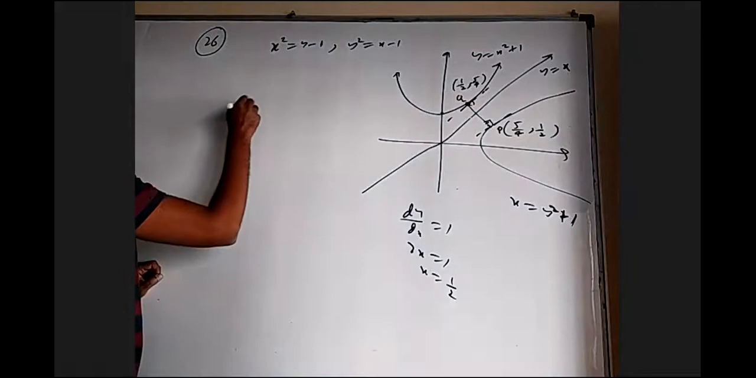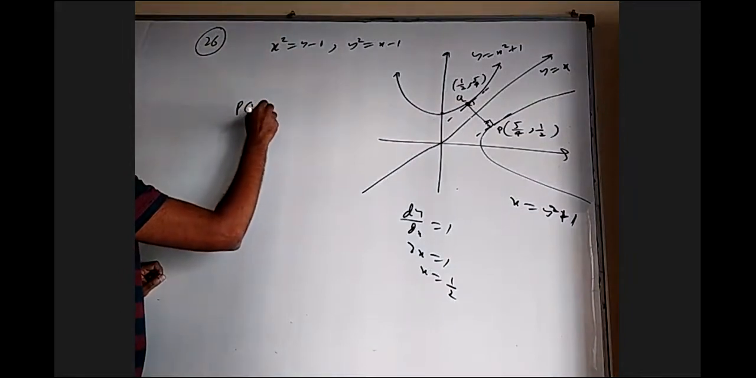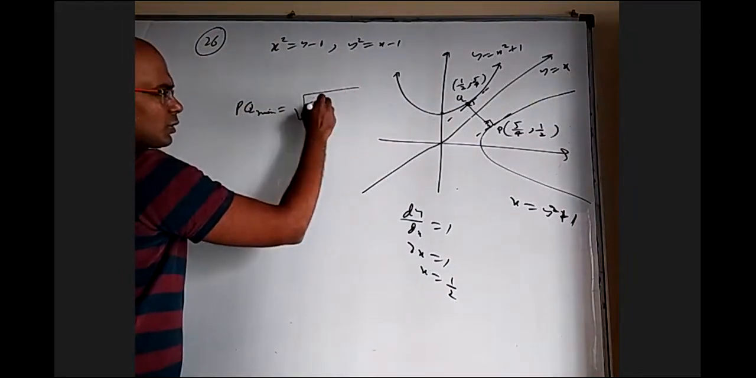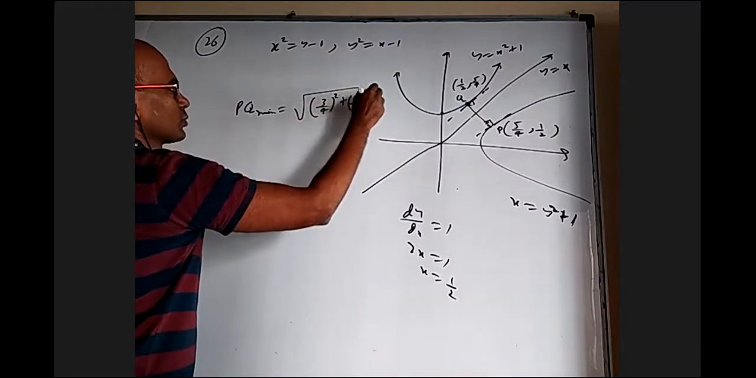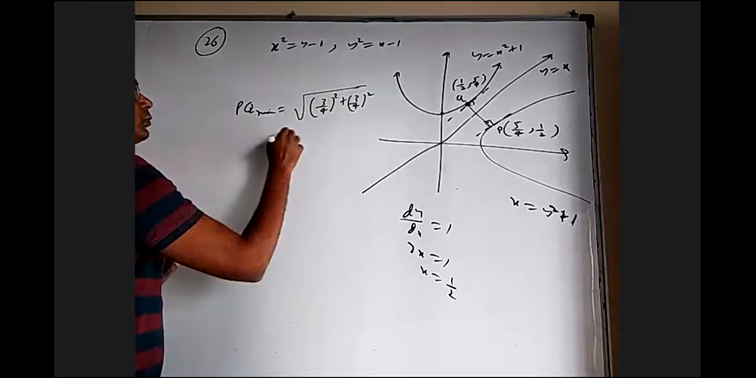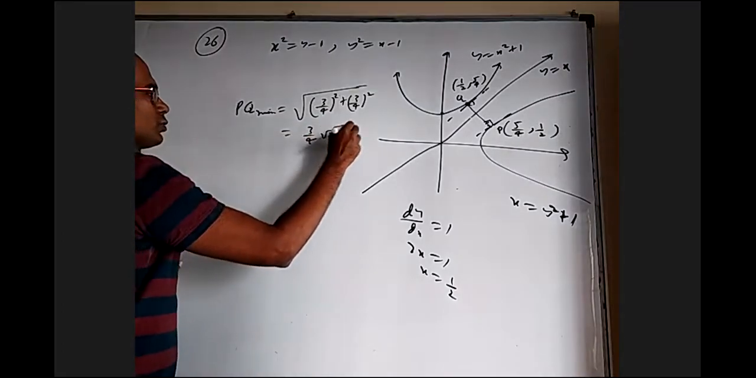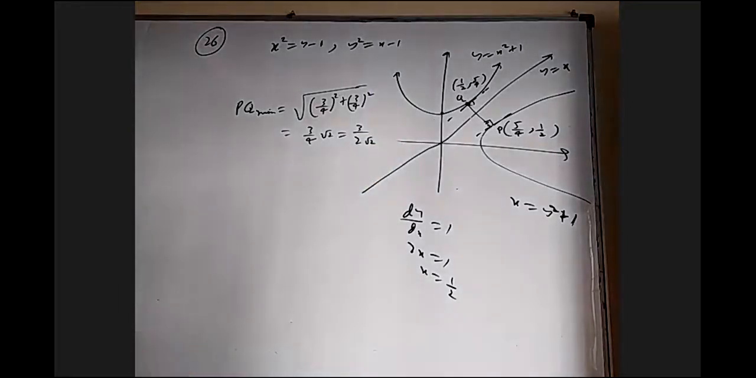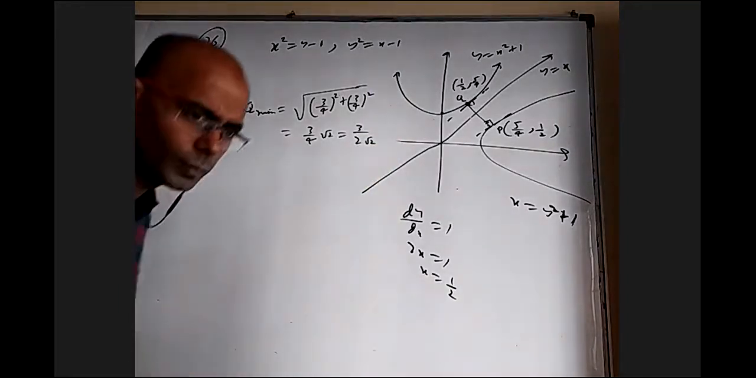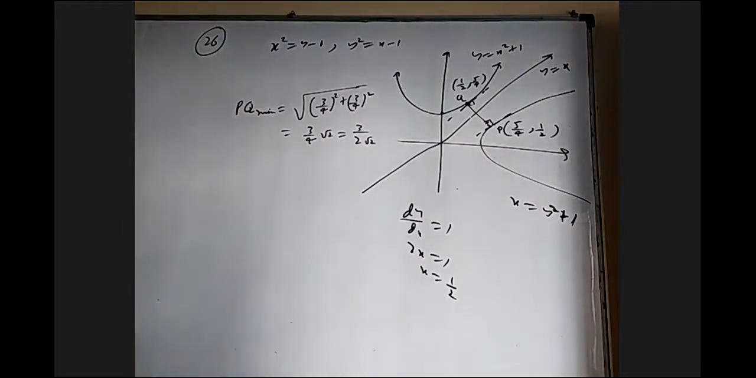So when I find the PQ length, it is root over 3 by 4 whole square plus 3 by 4 whole square. That is 3 by 4 into root 2, which is 3 by 2 root 2. Not so much parabola, it's mostly calculus.